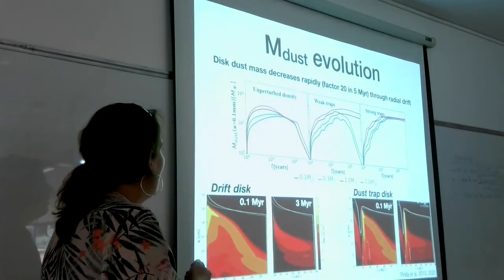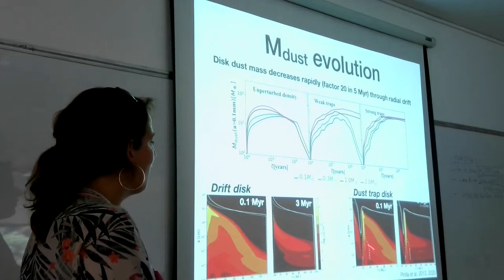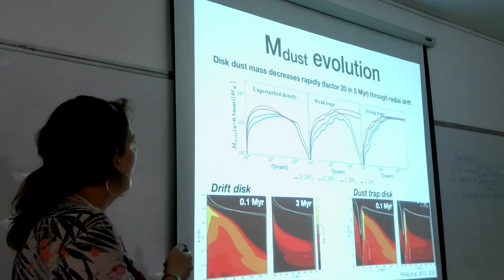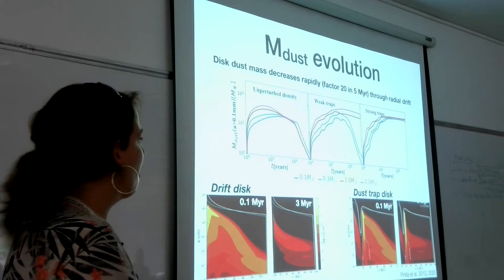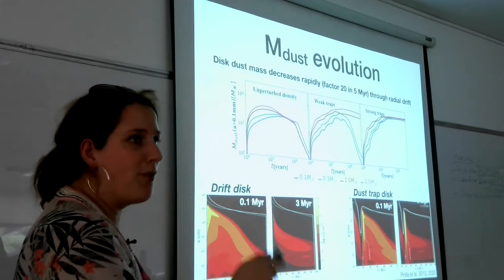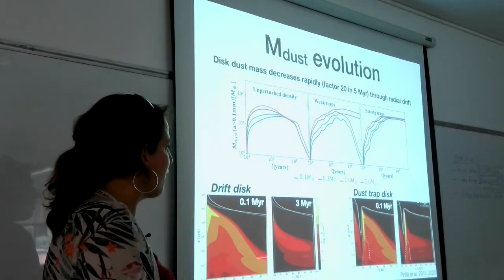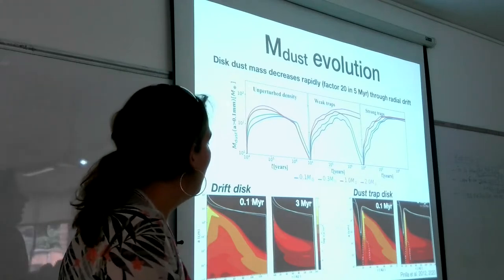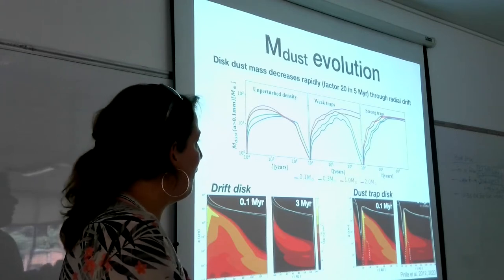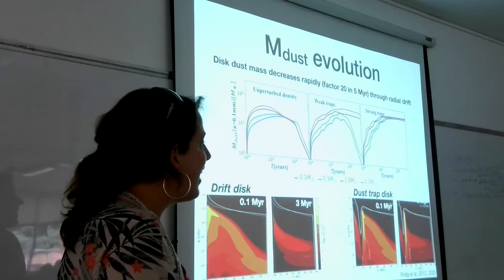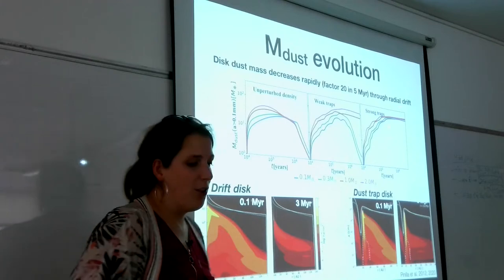So if we look at a drift disk or a dust trap disk, in a smooth disk, a drift disk, your initial dust mass builds up because your grains are growing. But then at sort of 1 million years, you're finished with growing, and then the drift really starts to take over. And then your dust mass actually drops really quickly. So we saw this before in the dust evolution simulation. However, if you have a dust trap, your millimeter grains build up, your millimeter dust mass builds up. And then it stays there because it doesn't actually drift inwards, right? So they maintain your dust mass all the time, and your dust mass is constant.